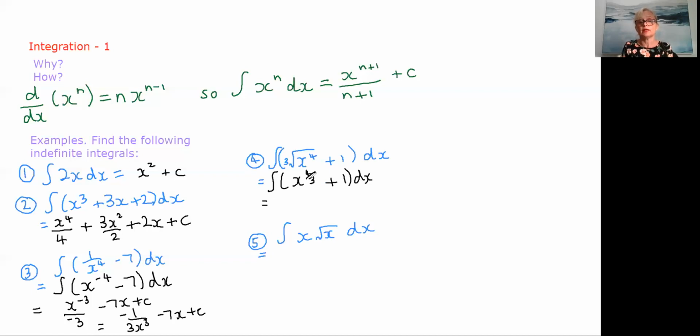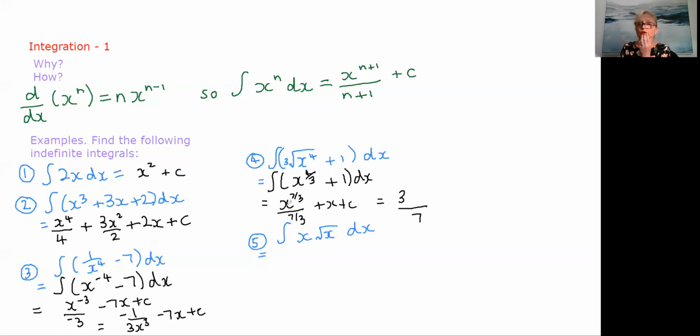Now we are going to increase that index by 1. 4/3 plus 1 is 7/3. We're going to divide by 7/3, right? And let's just tidy that up a little bit over here. Dividing by 7/3 is the same as multiplying by 3 over 7.